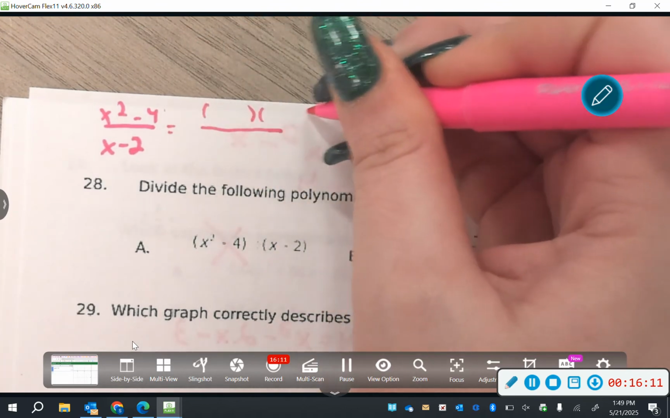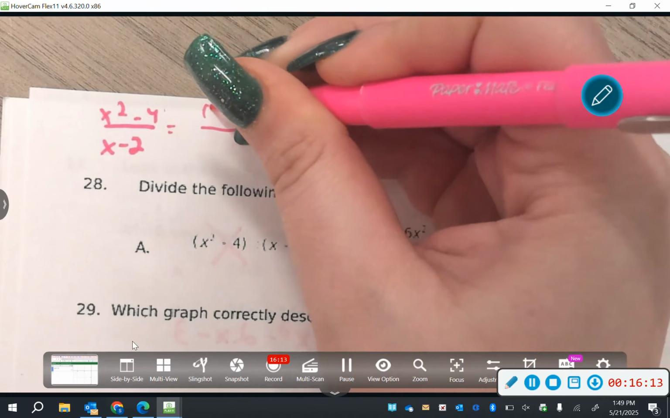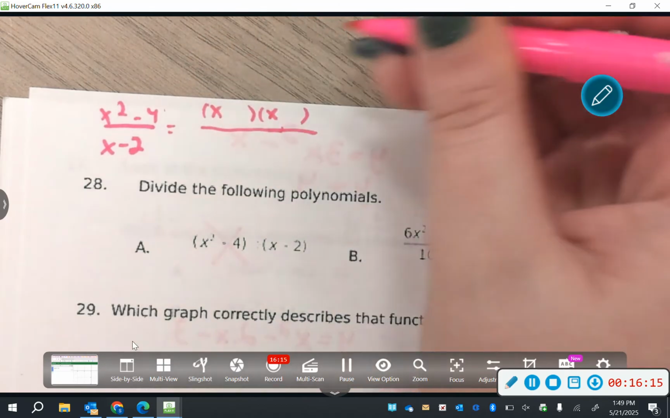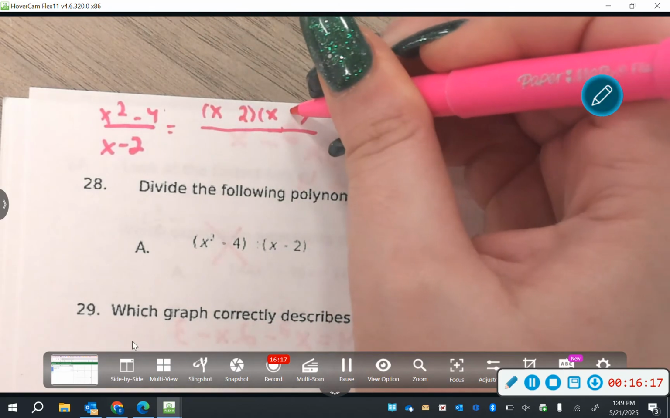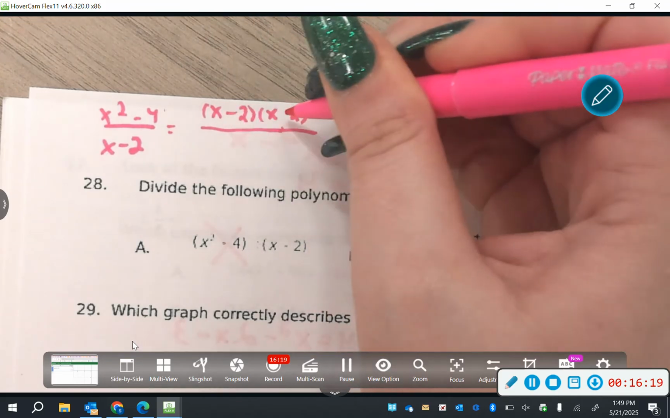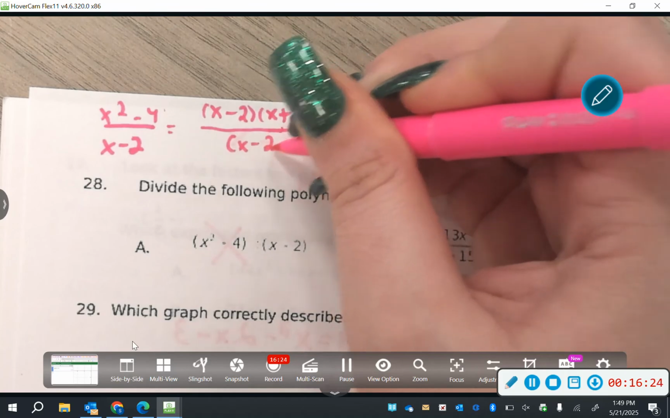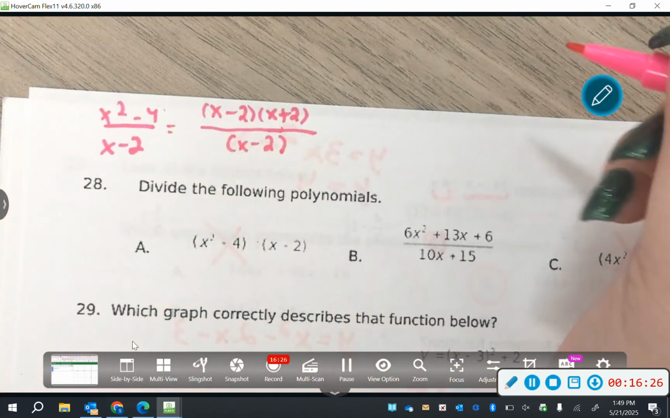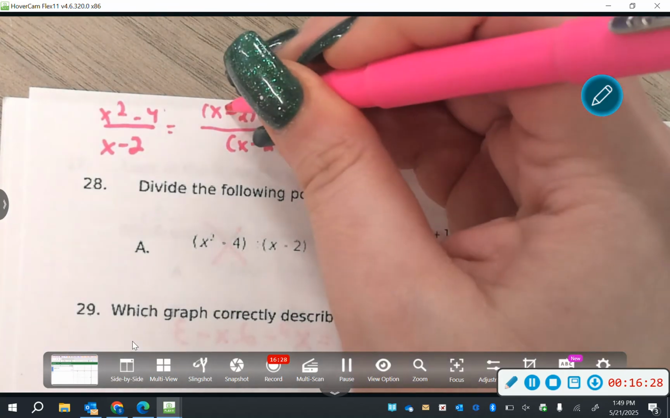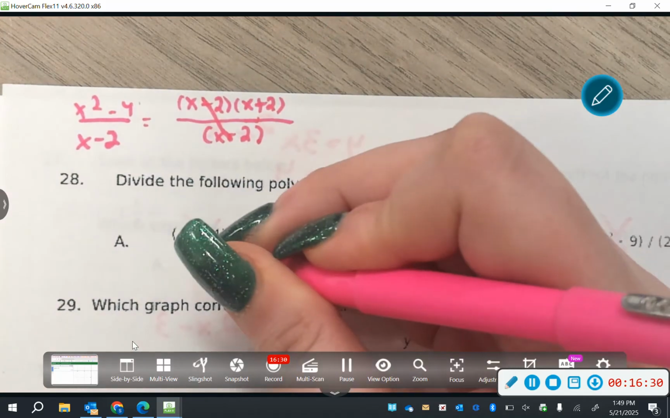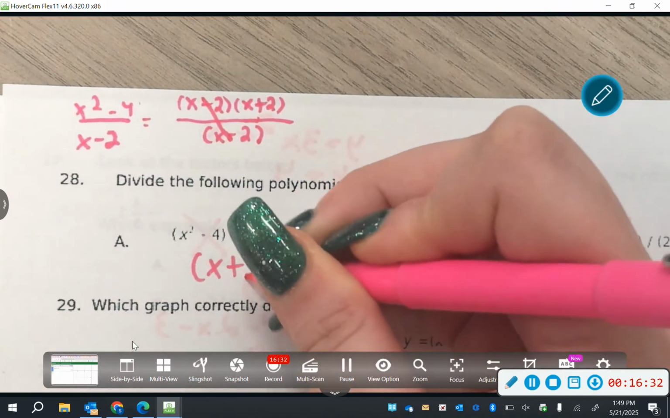I'm going to set up my parentheses here. x squared is x times x. 4 is 2 times 2. If it's a difference of two squares, they're going to have different signs. On the bottom, we still have our x minus 2. We cancel out what they have in common on the top and bottom. What we have left is our answer, x plus 2.